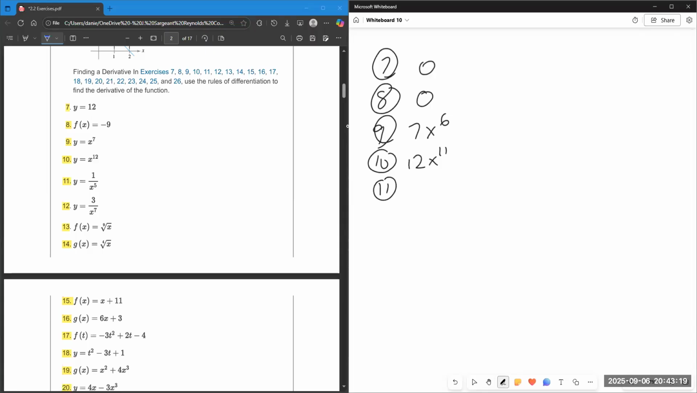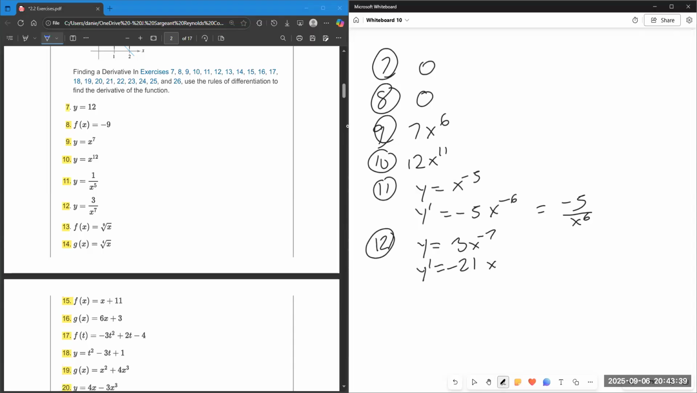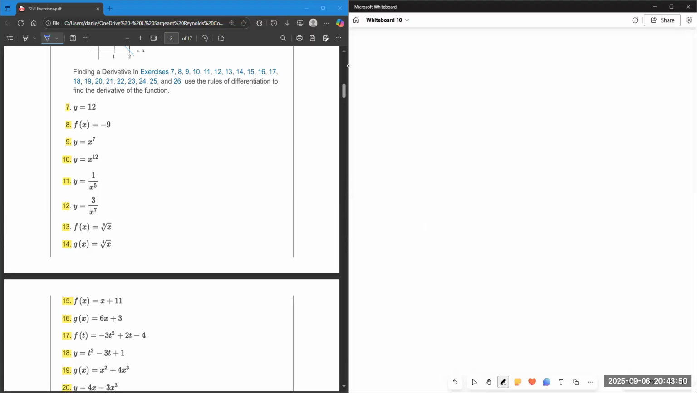Number 11, we're going to rewrite this as y equals x to the negative 5th, and then find the derivative: negative 5x to the negative 6, or negative 5 over x to the 6th. Use that same process for number 12, y equals 3x to the negative 7th, so y prime is negative 21x to the negative 8th, or negative 21 over x to the 8th. Let's go ahead and clear these. Get to number 13 here.